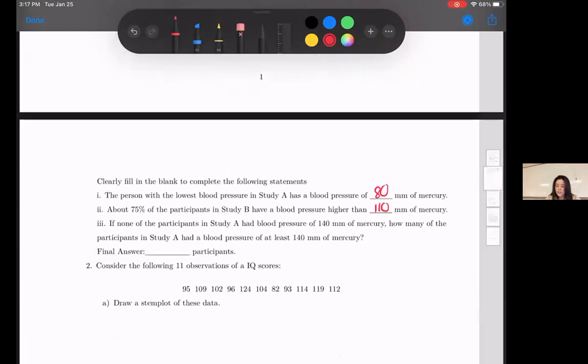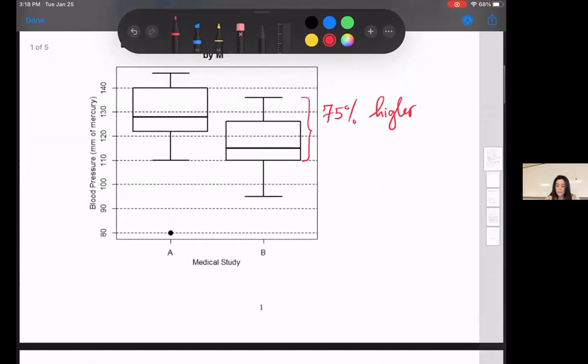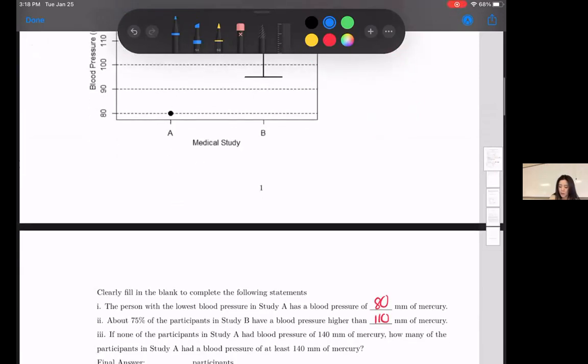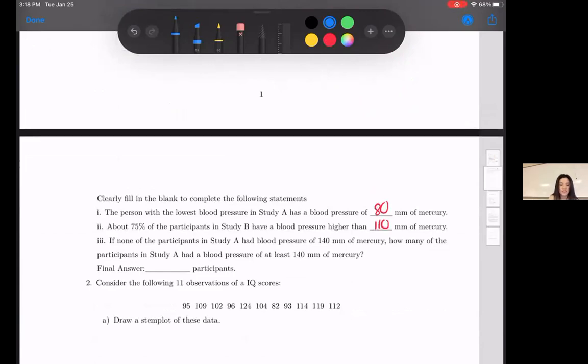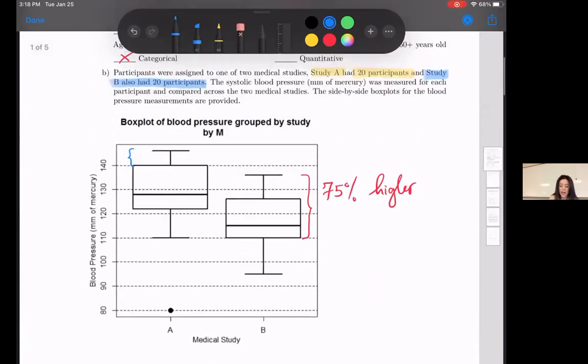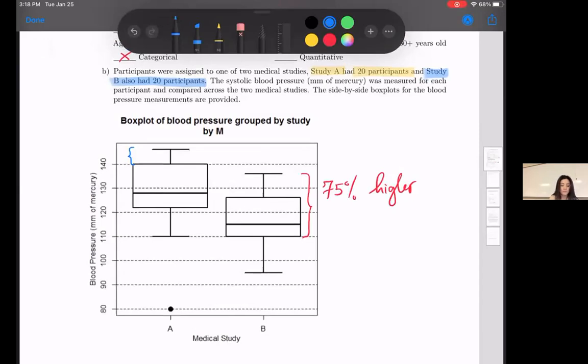If none of the participants in study A has blood pressure of 140 milliliter of mercury, how many of the participants in study A had blood pressure of at least 140 milliliter of mercury? At least 140 is where? At least 140 is right here, right? Some from 140 up. Now what are they asking? They're asking how many participants. How many people in study A have a blood pressure of at least 140?